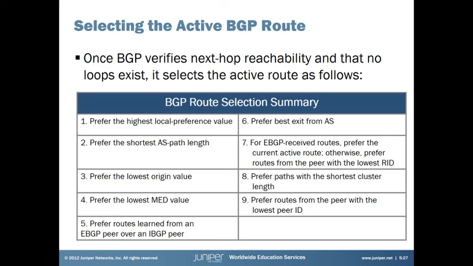Okay, so eBGP routes will become active over iBGP routes if all the attributes from 1 through to 4 are the same. Okay, so this is a route selection process. All right, they're all learned from eBGP peers. Now what? Prefer the best exit from the autonomous system. So it looks inside of its own routing information in the autonomous system and finds the best exit. That's all the same. Then 7, for eBGP received routes, prefer the current active route, otherwise prefer the routes from the peer with the lowest router ID.